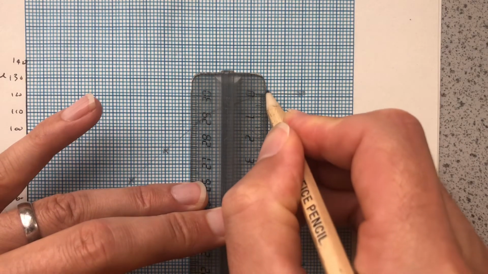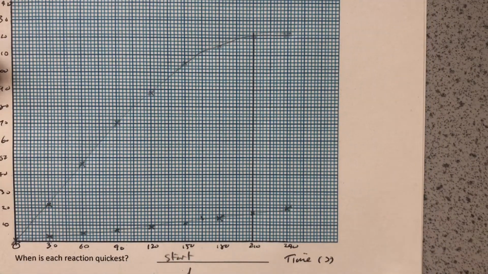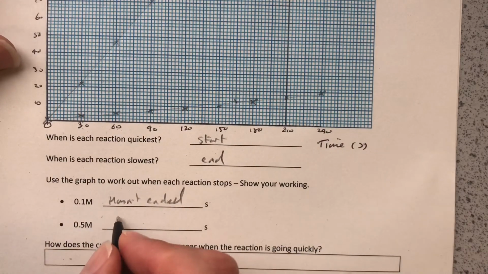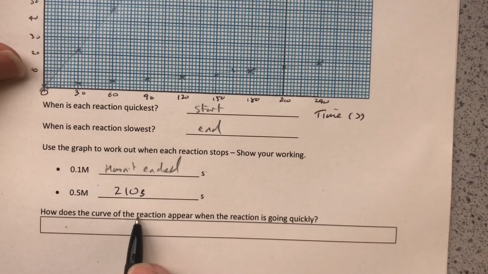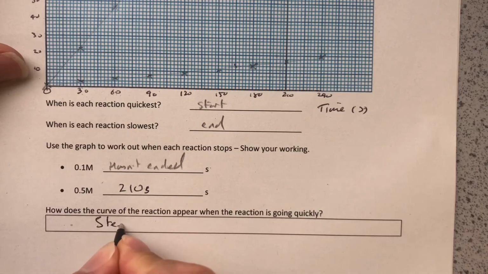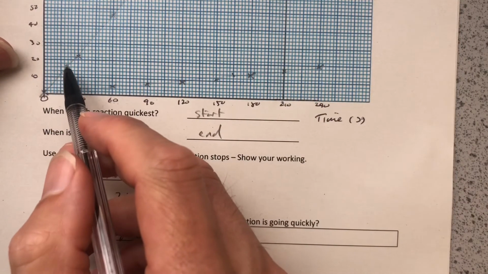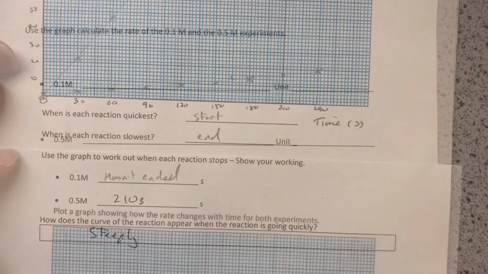The second that curve goes flat, I rule down. It comes down at 210 seconds. So the 0.5 mole per decimetre cubed experiment ends at 210 seconds. How does the curve of the reaction appear when the reaction is going steep? Quickly, the answer is steeply. So with all rate of reaction graphs, when the curve is steep, it's fast. When it's shallow, it's slow.